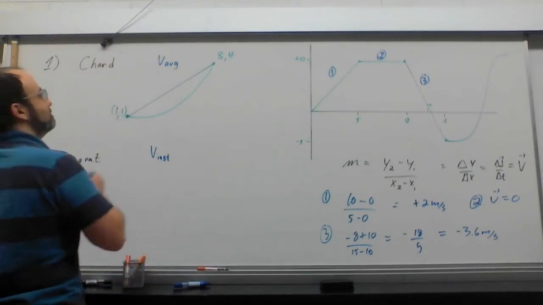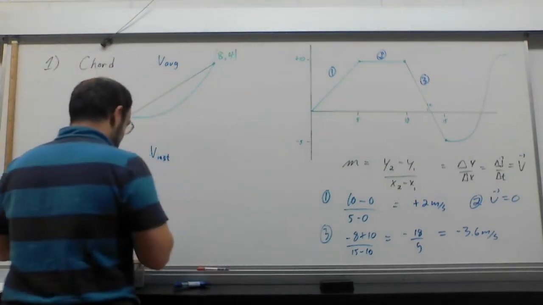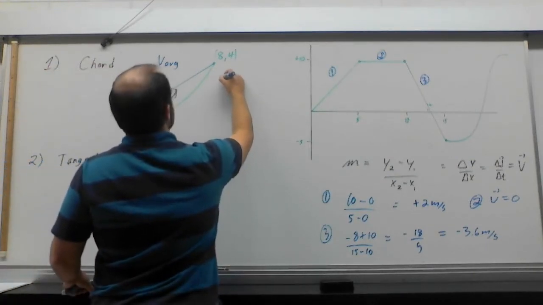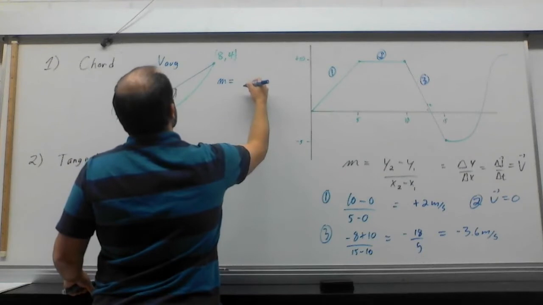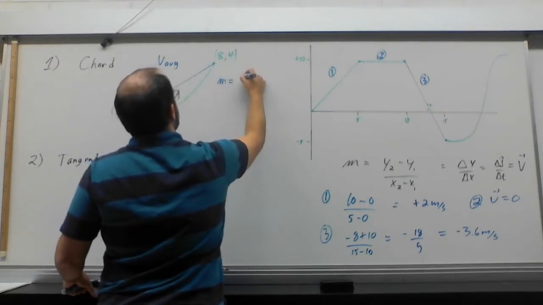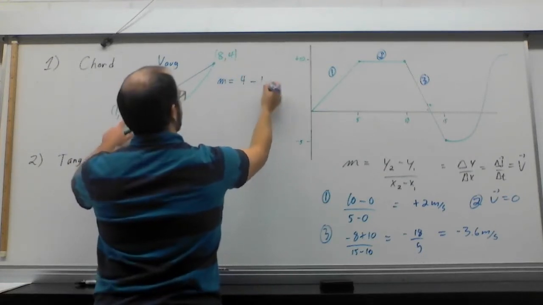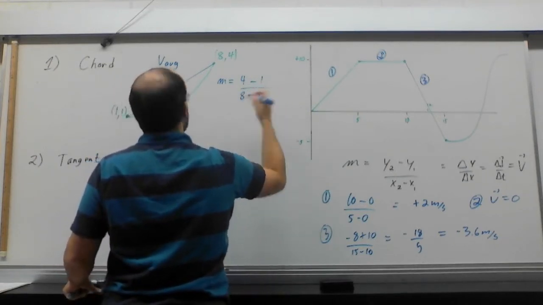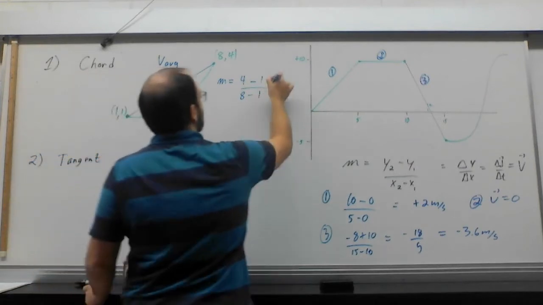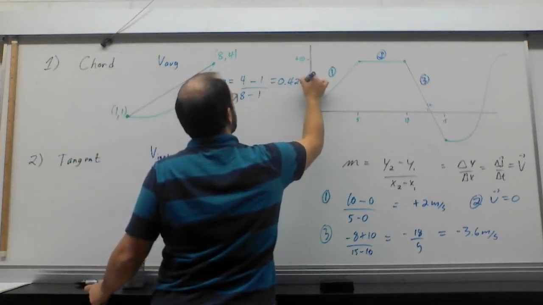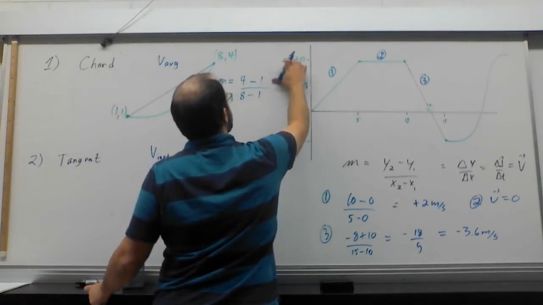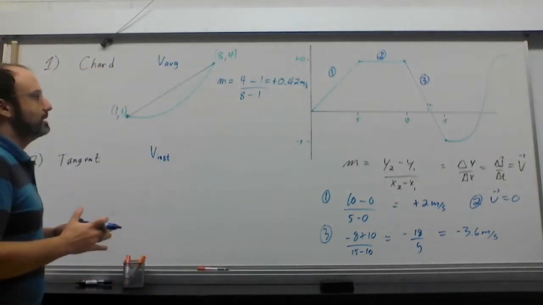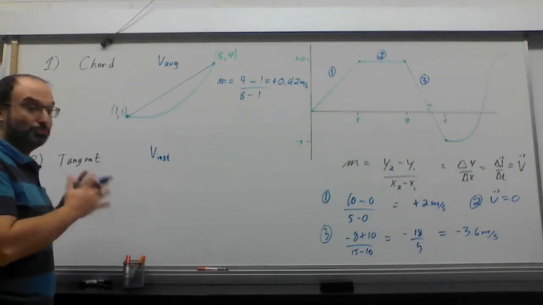So we'd have these points here, and how do we use them? Exactly the same way as when we were doing the slope before. Slope is equal to change in y, so the y is going to be 4, that's the final, minus the initial, which is 1, all over the x final, which is 8, minus 1. You put that together and solve it, and you're going to get 0.42 meters per second, and it's positive.